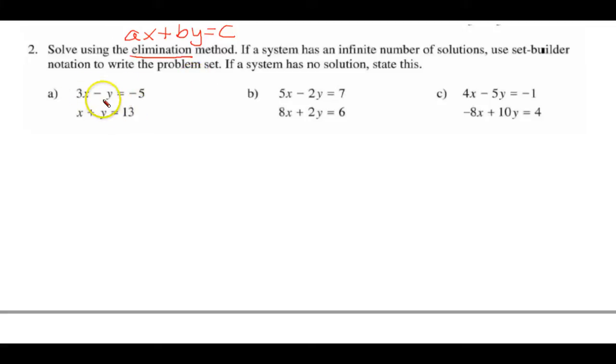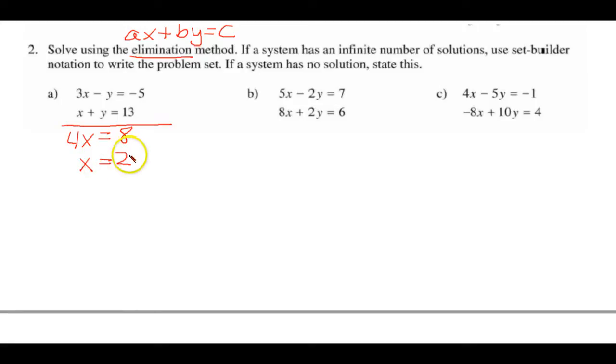The next thing you do is look at them and see if by drawing a line under them and adding them up, one of the letters would cancel out. And the y's cancel out here. So we end up with 4x equals 8 when we add these up. Divide both sides by 4, x equals 2.